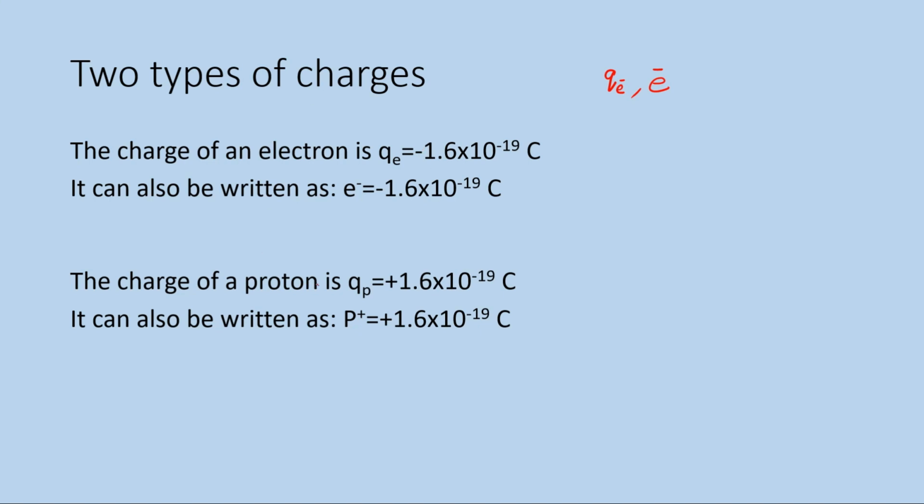For the proton, it is the same exact magnitude, but with an opposite polarity, which is plus. So the charge of the proton is written as QP or as p plus. They are equal to 1.6 times 10 to the power negative 19 coulombs.